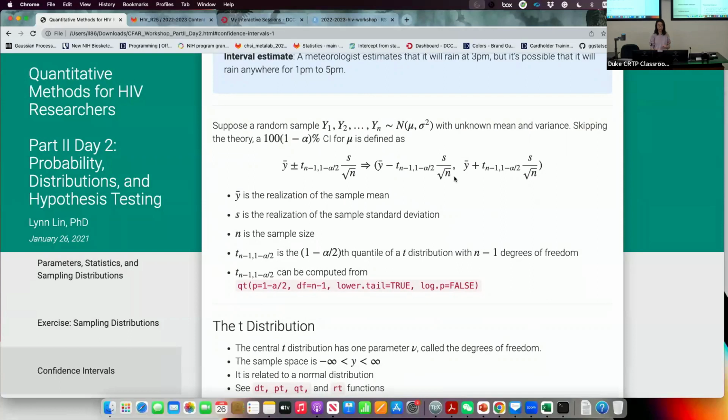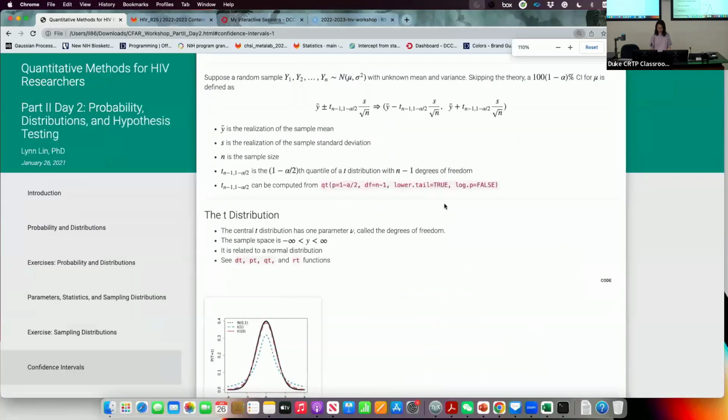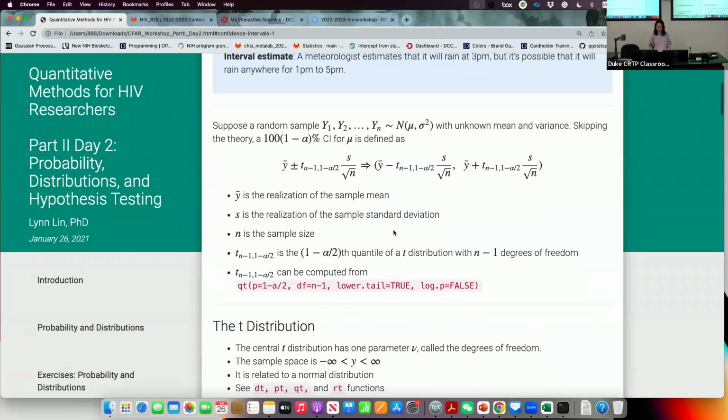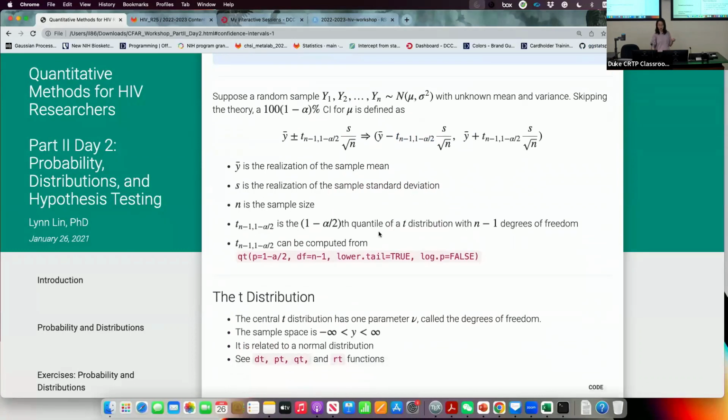And you divide it by the square root of the sample size. So here, what's more important is this t, which is a constant, right? What this t means is a quantile from a t distribution with n-1 degrees of freedom. So have you heard of the t distribution before?